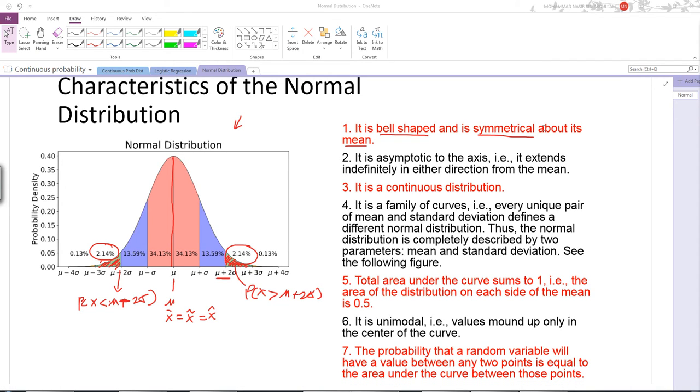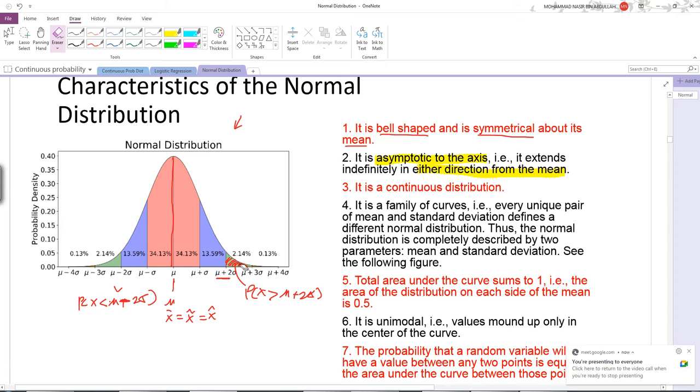And then, number 2, it is asymptotic to the axis. It extends indefinitely in either direction from the mean, right? Asymptotic means that at the bottom here we can see the tail. The tail will not touch the zero axis. Asymptotic means it will not touch the zero axis until infinity, and on this side until negative infinity. It will not touch zero, right?